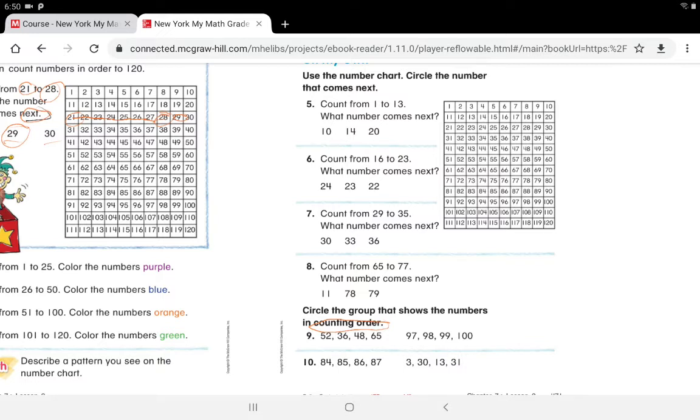So you're going to look at these 2 groups and see which group of numbers are in counting order, which numbers make sense. If these numbers do not make sense, then they are not in counting order. If you need help, because like I said, these are some big numbers, go back to the number charts on either page to help you.